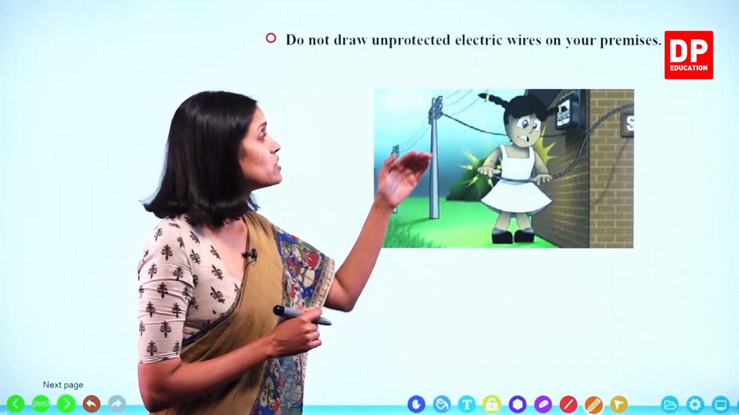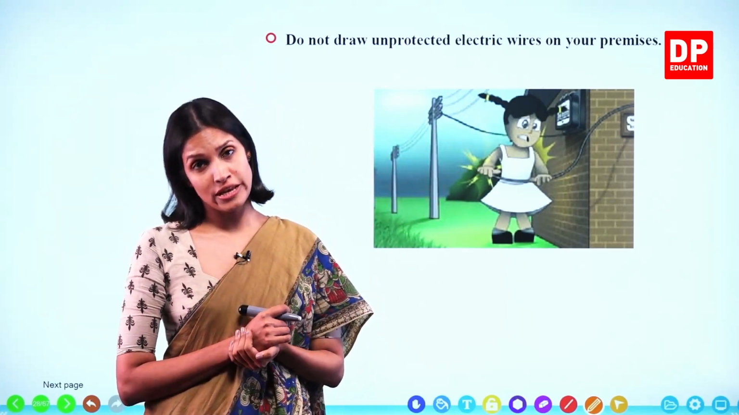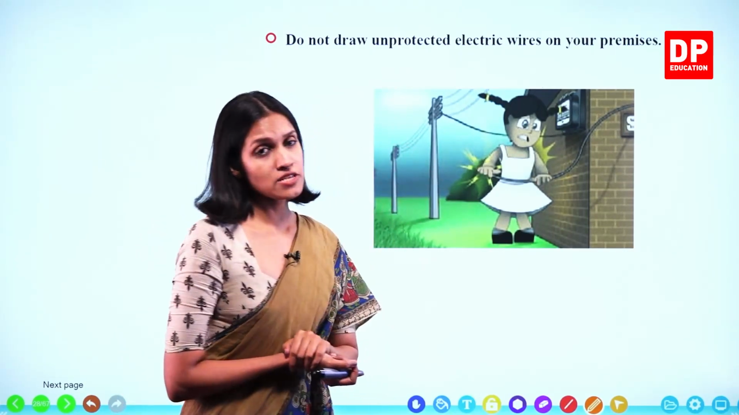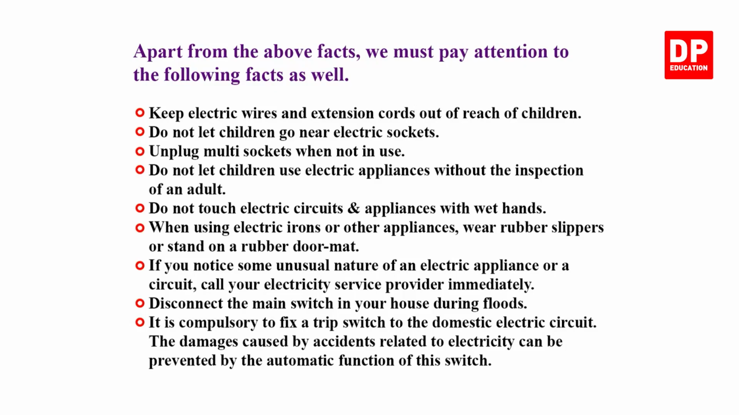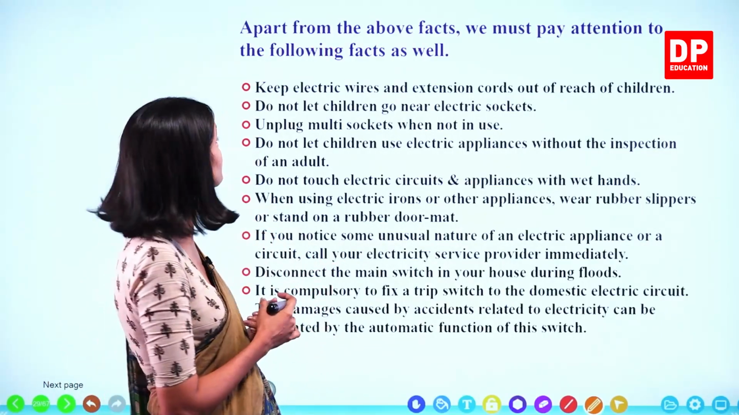Okay, children. So these are some methods of preventing accidents due to electricity. We'll discuss some other instances as well. Okay, the next one. Some other methods, right? Apart from the above facts, we must pay attention to the following facts as well. How to prevent accidents due to electricity, right?